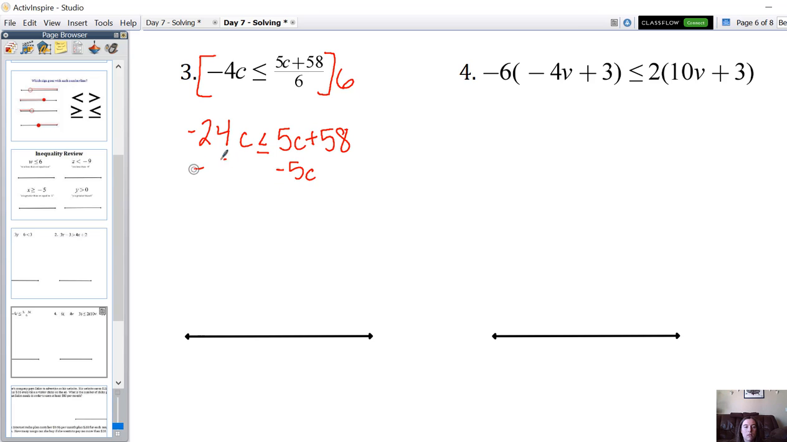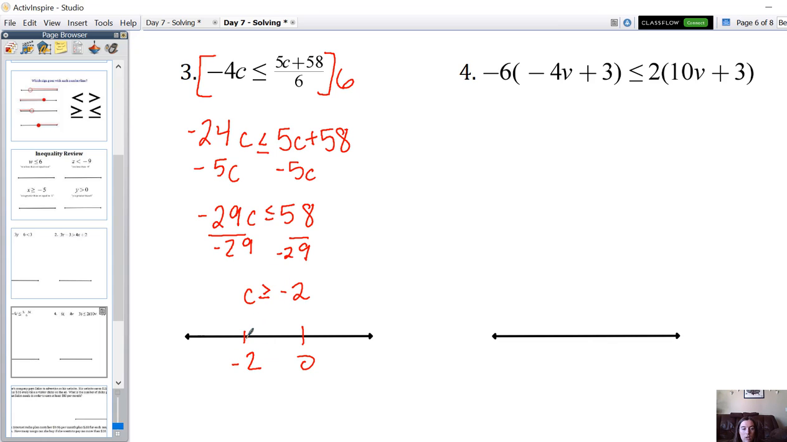Now we need to put everything with c on one side, so I'm going to subtract 5c from both sides. So now we're at negative 29c less than or equal to 58. Then to get c by itself, we're going to divide by negative 29. But again, we're dividing by a negative number, so that's going to switch our sign in the middle. So we're left with c now greater than or equal to, and then 58 divided by negative 29 is negative 2.